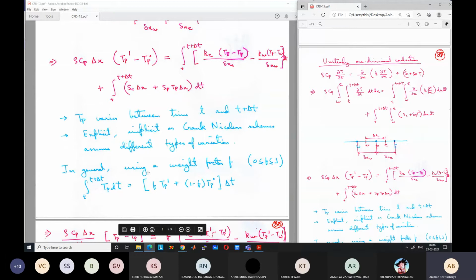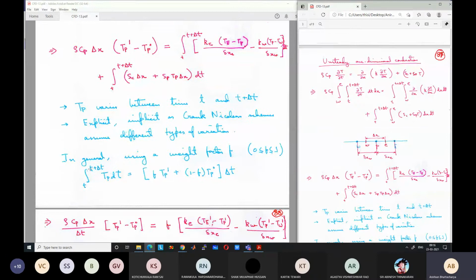if we use a weight factor f, where f goes from 0 to 1, we can write the integral from t to t plus delta t of Tp dt as f into Tp1 plus 1 minus f into Tp0, into delta t, where f is the weight factor leaning towards the current time step value. If f is equal to 1, we get the fully implicit scheme. If f equal to 0, we get the explicit scheme. f equal to 0.5 gives us the Crank-Nicolson scheme. But f can vary between 0 and 1. It can assume any value. So the integral from t to t plus delta t of Tp dt is equal to f Tp1 plus 1 minus f Tp0, into delta t.